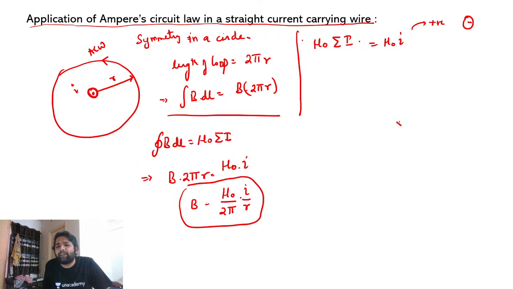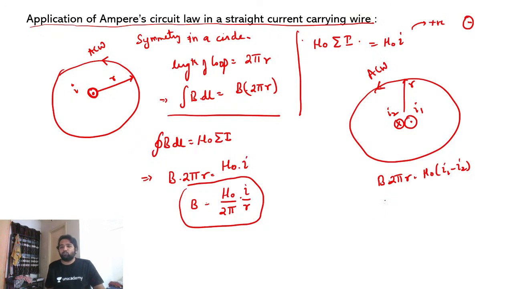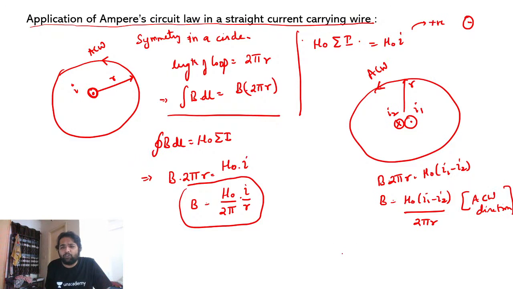Similarly, suppose there are two wires, one like this and one like this. This is I1, this is I2. Again we can take a symmetric loop in a circle at a distance r. So what will we get? B into 2 pi r will be equal to mu naught into I1 minus I2. Here I am taking the anti-clockwise loop. So B will be equal to mu naught into I1 minus I2 by 2 pi r in the anti-clockwise direction. If we take it as clockwise, you will get the value to be I2 minus I1. I hope it's clear, guys.